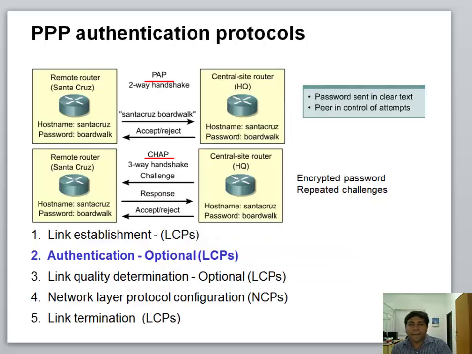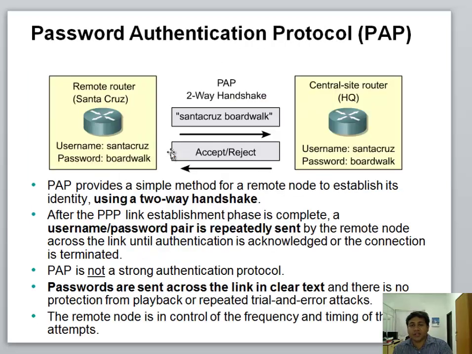Now, for PPP authentication protocol, we have two types: one is called PAP, one is called CHAP. We'll discuss this in detail. PAP is called Password Authentication Protocol. It uses a two-way handshaking method, whereas CHAP uses a three-way handshaking method for the connection. Now let's configure PAP and see how PAP works.